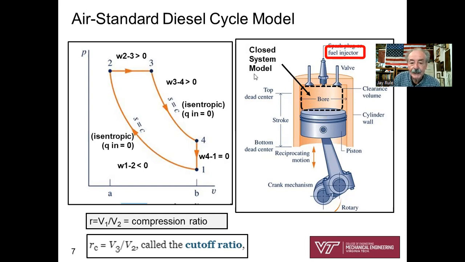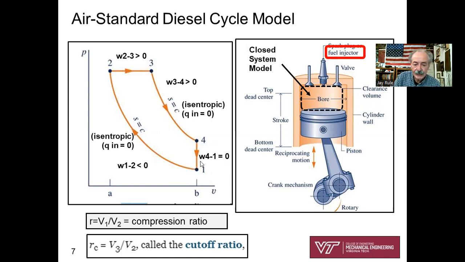Recognize that we're going to be analyzing a closed system, air contained within a piston and cylinder. Recognize that we don't have a spark plug for our diesel cycle. We have a fuel injector. Fuel is squirted in as the air is compressed. Okay, let's look at our pressure volume diagram.